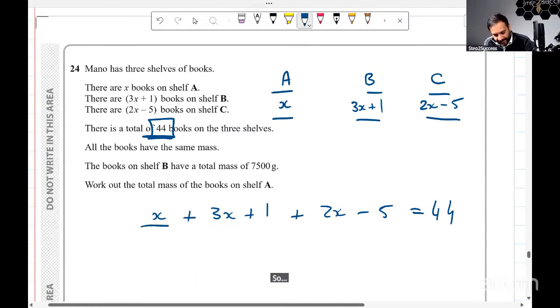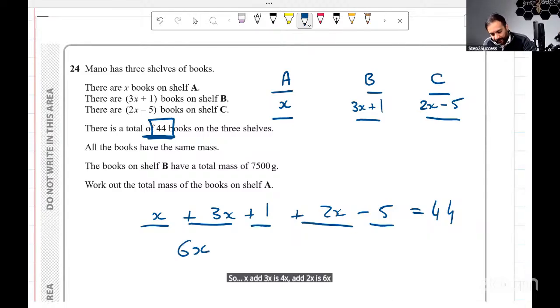So X add 3X is 4X, add 2X is 6X. 1 take away 5 is minus 4.